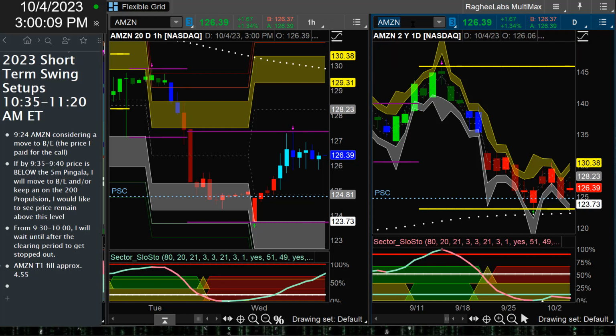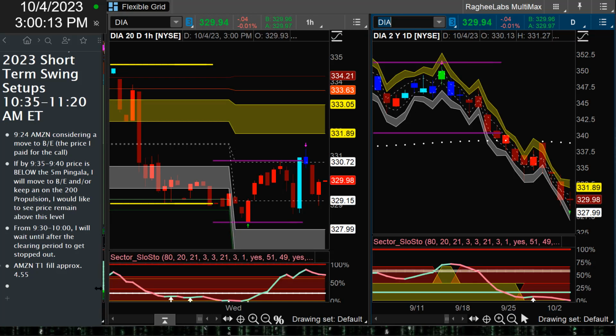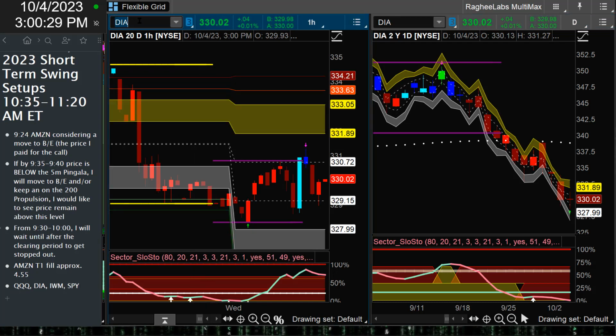But so how am I going to start my swing process? Really easy. Let's start with the indices. So if you want a list to start with, do it like this. It could be QQQ, DIA, IWM, and then SPY. So actually, let's start the way I would when doing this.